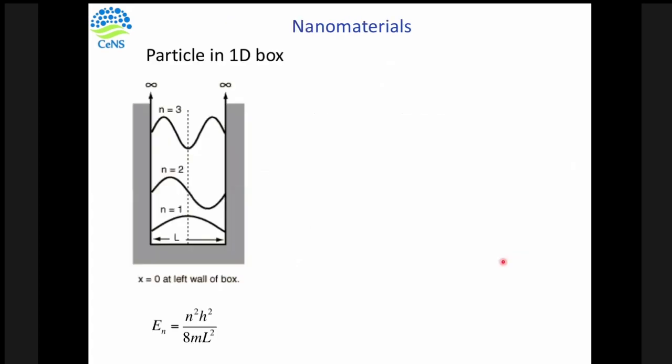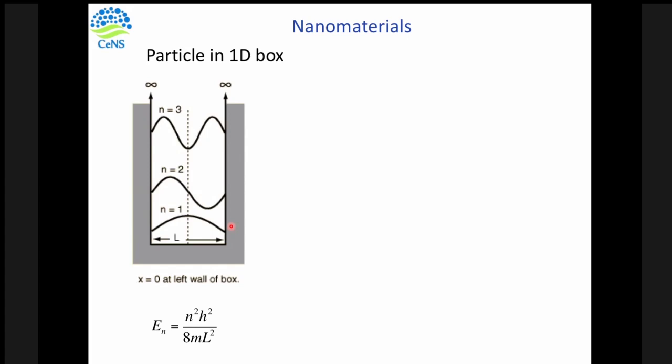Okay, so what is special about nanomaterials, particularly in these cases? We know the particle in a one-dimensional box, where the electron or any particle is kept inside a box which has a potential of 0, and outside the potential is infinite, correct? So the particle cannot escape. Why are we giving this example? Because when we talk about one individual nanoparticle, the electron in this system cannot escape from this material.